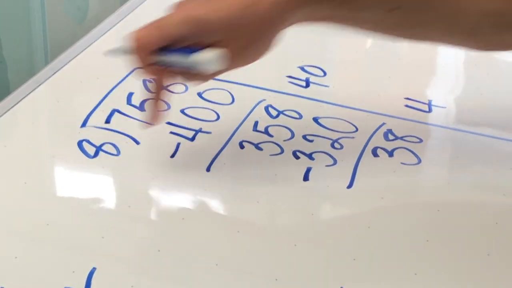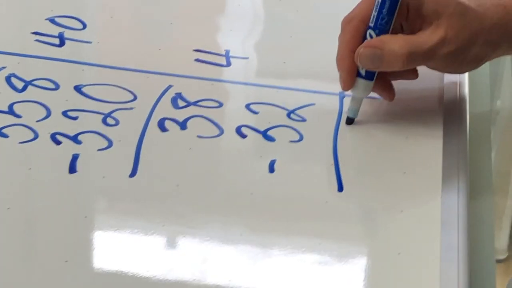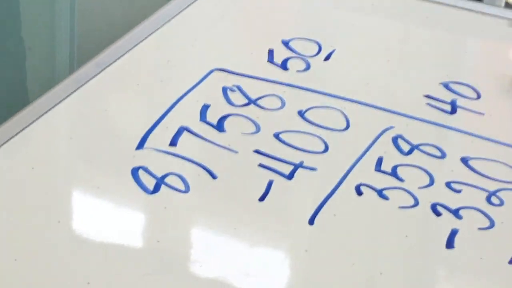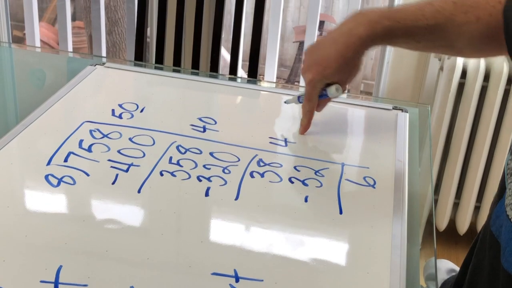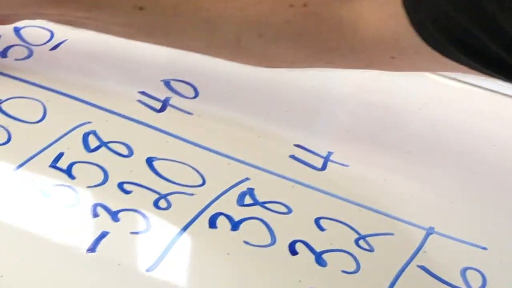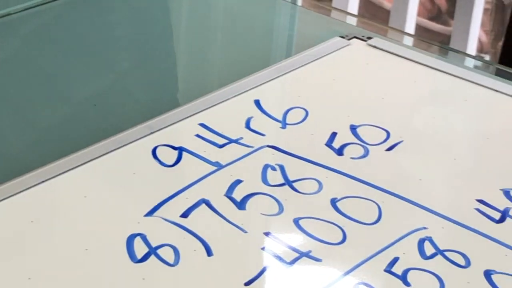Multiply, 8 times 4 is 32. Subtract, would you look at that? It's the same remainder we got before. So where's the answer? Well, the answer's on the workspace side over here. It's real simple. All those estimates, just add them up now. 50 plus 40 plus 4, it's 94. And remainder 6. And that's another way to do long division.